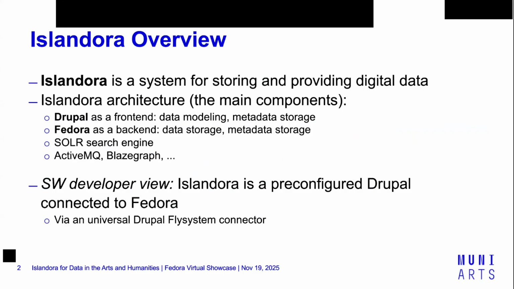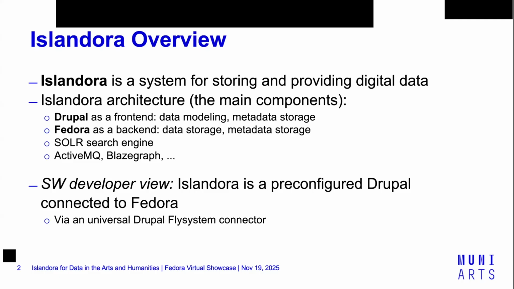So, just a quick overview. Islandora is just a system for storing and providing digital data. It's just simple. And a few words on Islandora architecture. Islandora is, let's say, a set of modules or components, and the main components, there are two or three, depends on your point of view. The main component, which acts as a front end, is Drupal. The most important thing you can do in Drupal is data modeling, and it serves also as a metadata storage. The second most important component is Fedora, which acts as a backend and is used for data storage and also for the metadata storage.